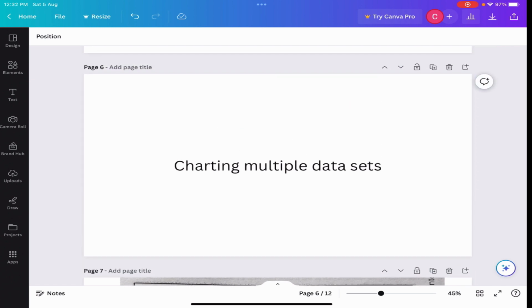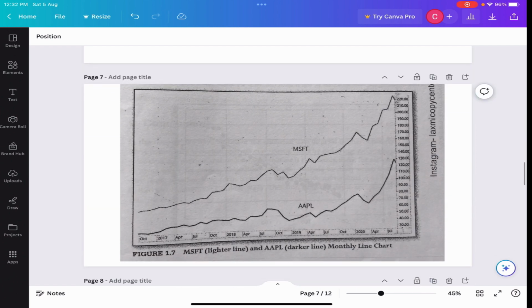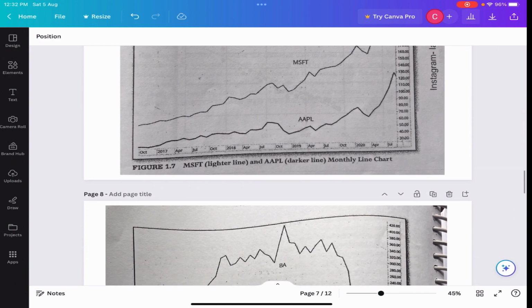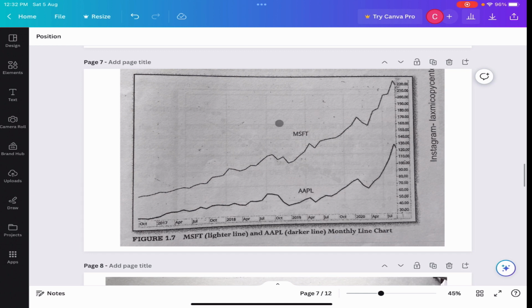Charting multiple data sets. What is multiple data sets? Let's say I want to compare the charts of Google and Tesla, or I want to basically compare two charts and I want to see the price movements of two stocks. So how will I do that? I've taken this chart from your book only, of Wiley. So you can see the two charts right over here. The MSFT is Microsoft and AAPL is Apple.